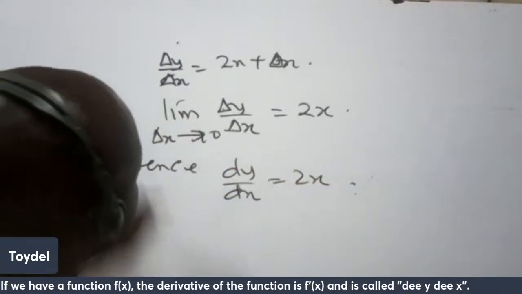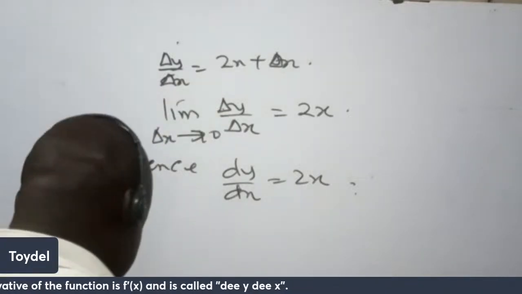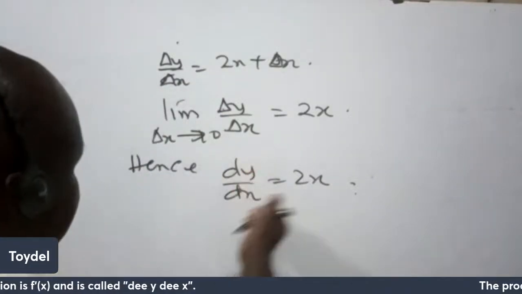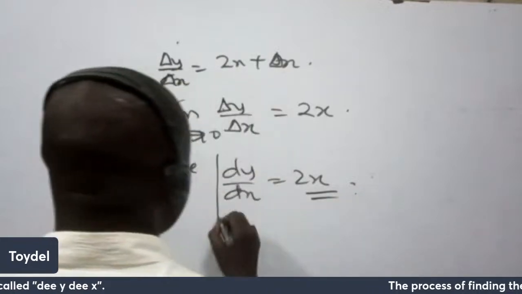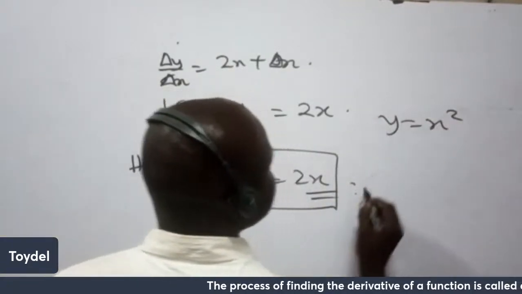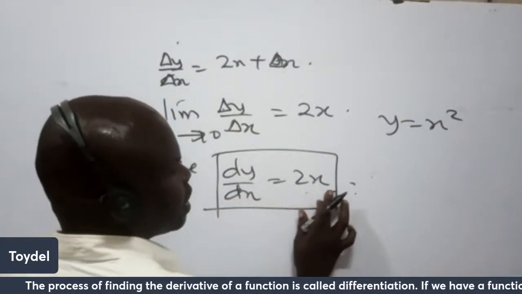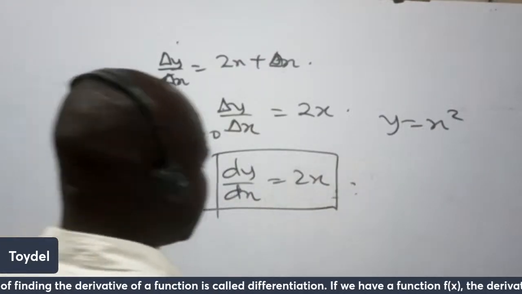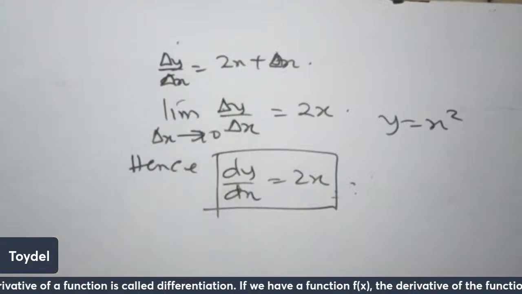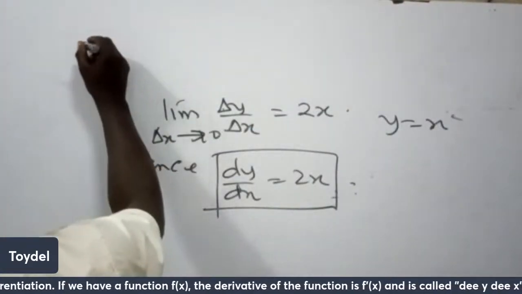That is when we take the limit as delta x tends to 0. We are talking about dy dx, and so that is the meaning of dy dx. Once we take that limit, we are going to get our derivative. So we have been able to get, when y is equal to x squared, dy dx, which is the derivative, the differentiation, equal to 2x. That is what we get. So we take another example while differentiating from first principle.